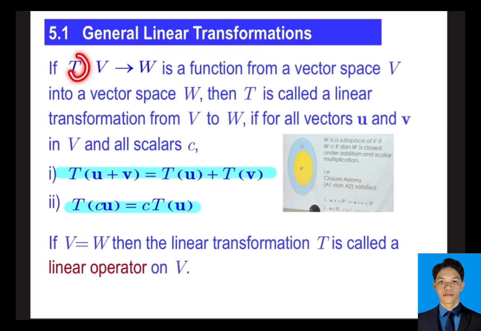If T from V to W is a function from a vector space V into a vector space W, then T is called a linear transformation from V to W if for all vectors U and V in V and all scalars C it fulfills all the requirements. If V equals W, then the linear transformation T is called a linear operator on V.